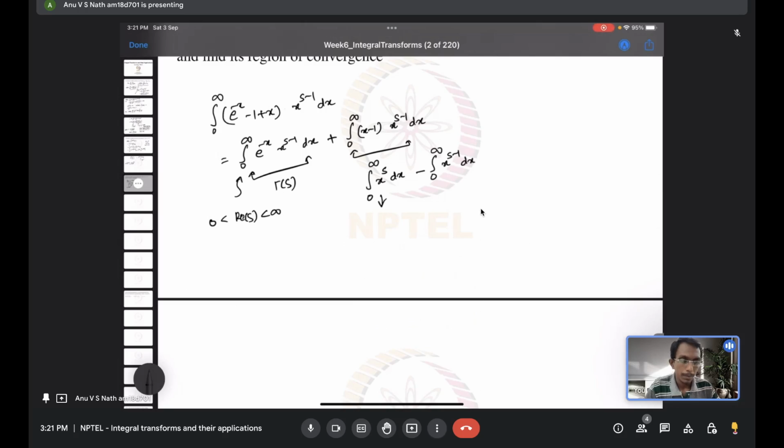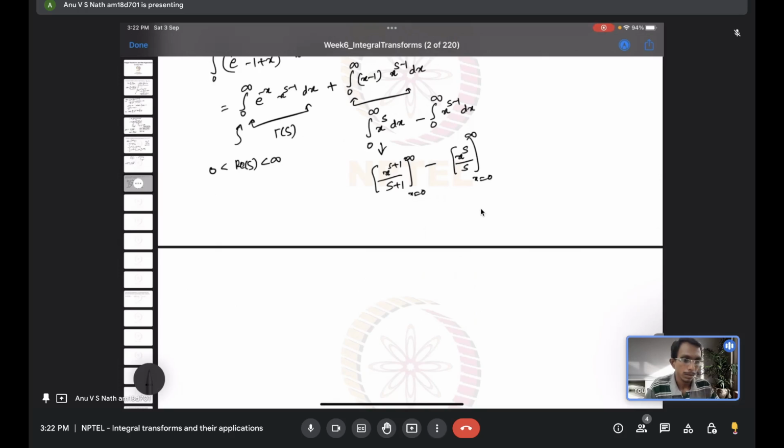We know the integral of x raised to s, right? It's x raised to s plus 1 by s plus 1, with limits x equal to 0 to infinity, minus again x raised to s by s, with limits x equal to 0 to infinity. You are just going to apply the limits: infinity raised to s plus 1 minus 0 raised to s plus 1, over s plus 1, minus infinity raised to s minus 0 raised to s, over s.